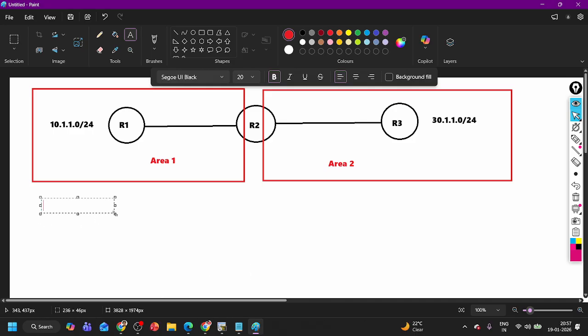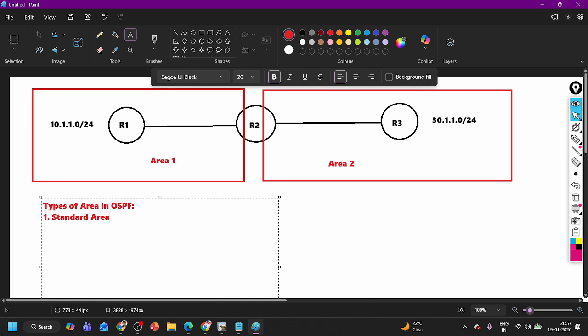Now understand types of area. Whatever area types we discussed in the last class, that is a standard area. There are two types of standard area: backbone area and regular area. Types of area in OSPF. Number 1 is standard area. Backbone and regular, both are standard area.